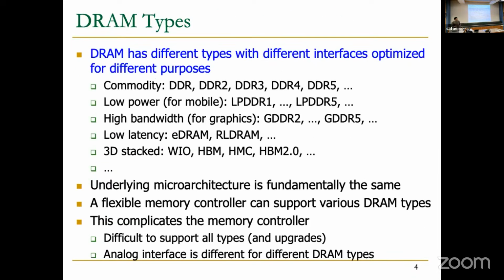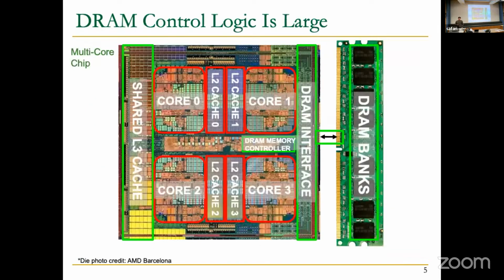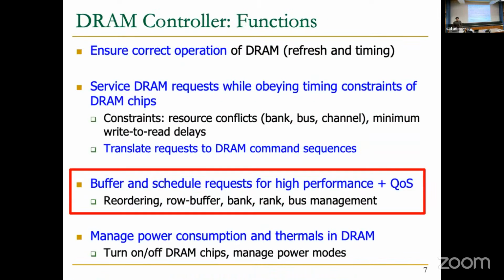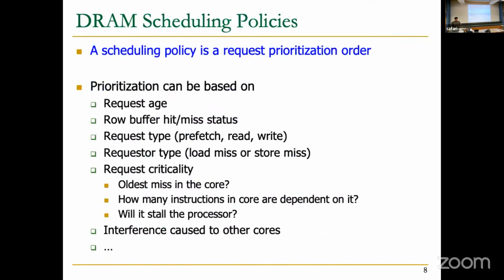And we've seen there are many DRAM types that are specialized for different purposes. And we've also seen that DRAM controller logic is typically large in our systems today. So this is another picture of a more recent chip from Apple, the M1 processor. And we looked at the functions of memory controllers, and we focused on scheduling techniques. And we touched on quality of service techniques as well.